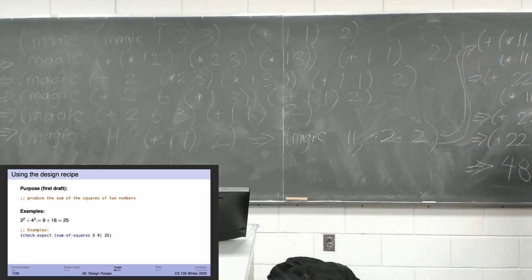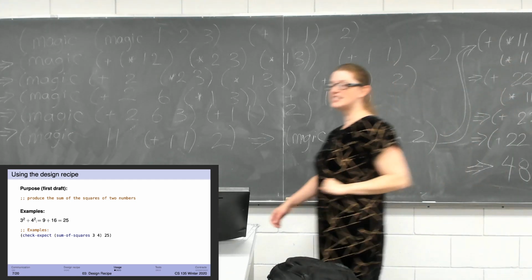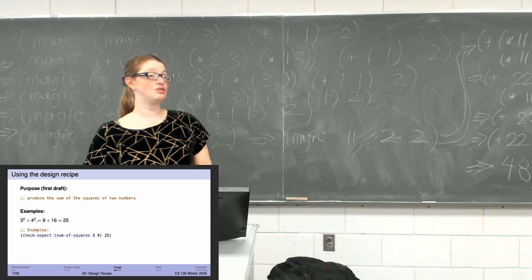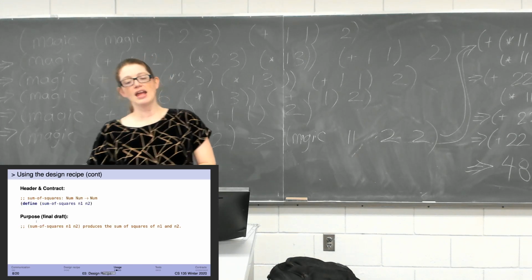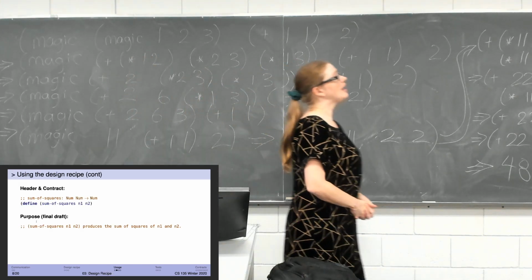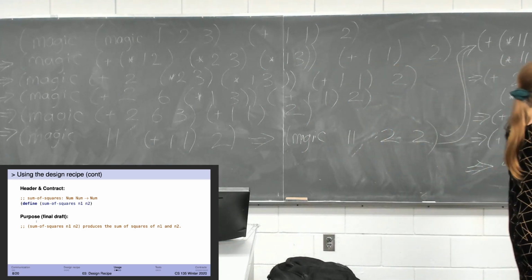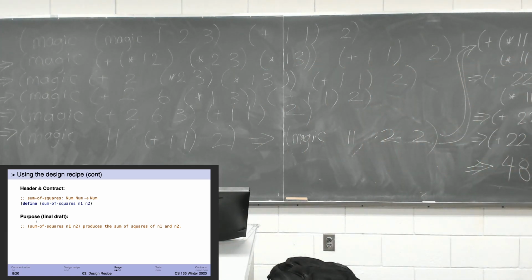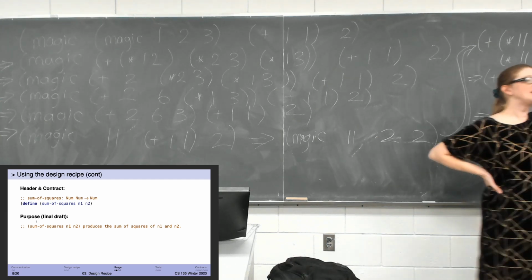So we work out our answer on paper, and then I'm going to write my actual example here. We'll talk about what this check expect is here in a minute. So I make some examples. I recommend at least 2. And now I can go and write my header and my contract. My contract indicates that sum of squares consumes 2 numbers and produces a number. Right? And then I write my header. I can go back now and update that purpose.